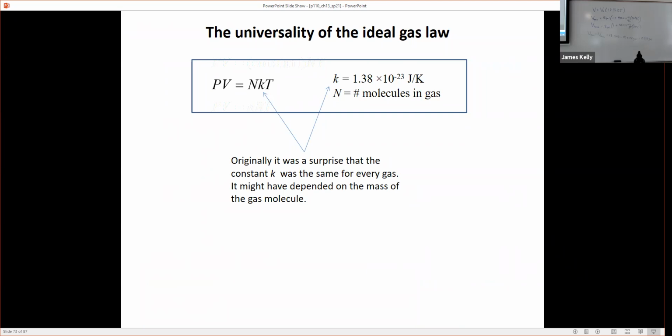Now, amazingly, you might think that this constant of proportionality, K, would depend on what variety of gas we were using. It might have depended on the mass of the gas molecule, so nitrogen would be different than argon, would be different than helium or something like that. But it doesn't. Experimentally, that was a surprise, and we'll have an explanation for that a little bit later on.